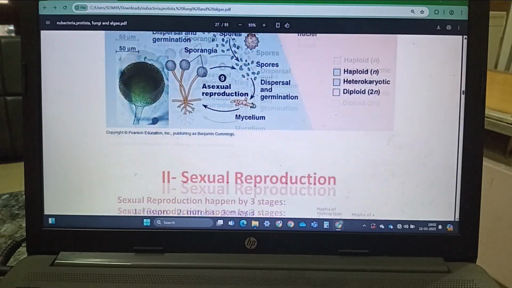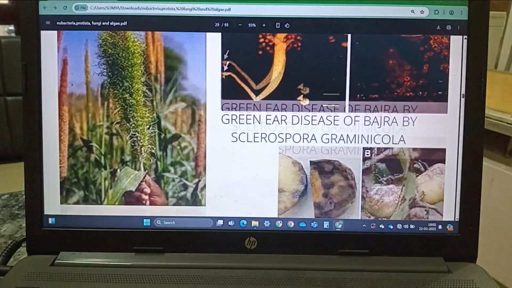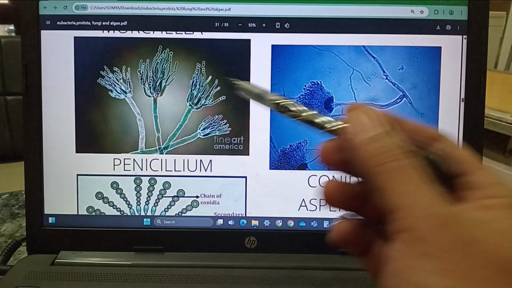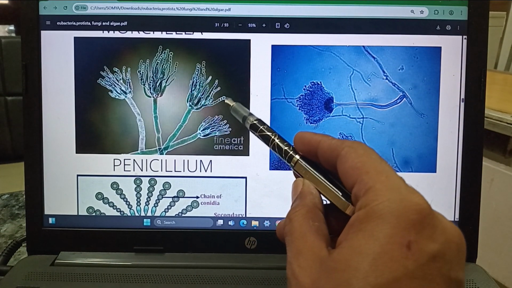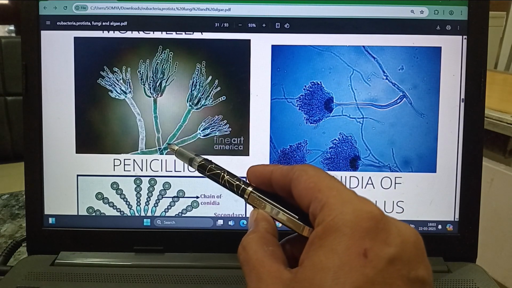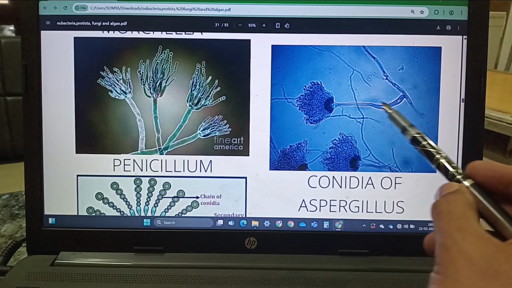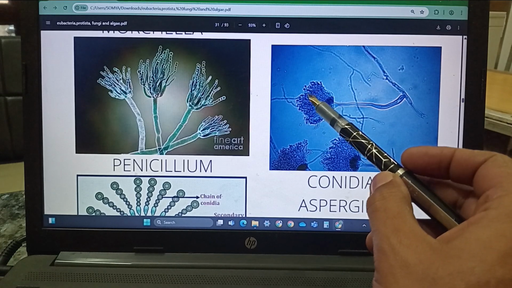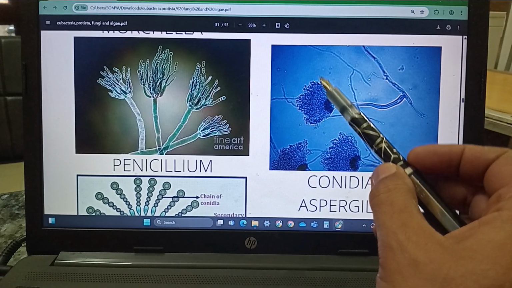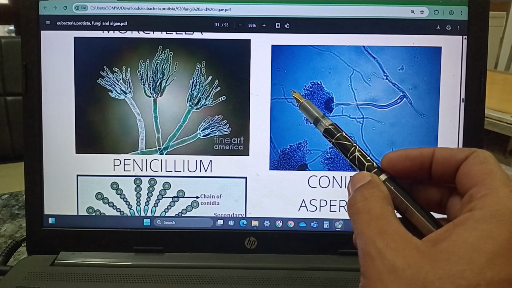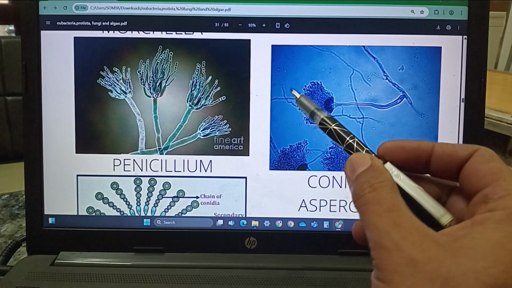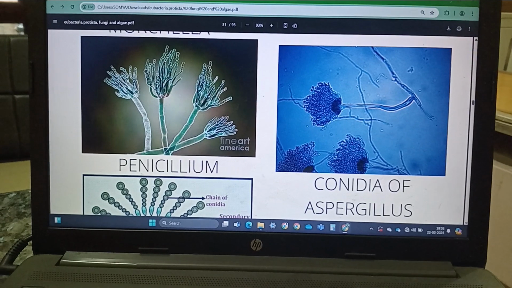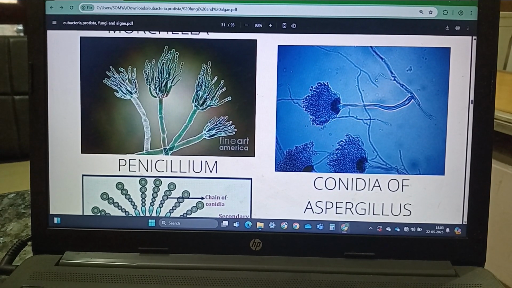Another method of asexual reproduction is with the conidia. Here these are the conidia, which are produced exogenously on a structure called conidiophore. Here you are seeing the conidiophore, and these small ones are the conidia. So these were the two methods of asexual reproduction. One is the conidia, the other is the sporangiospores and zoospores. The method of sexual reproduction is by production of oospores, ascospores and basidiospores.